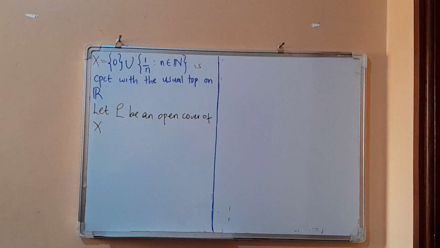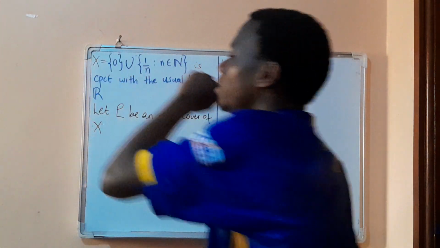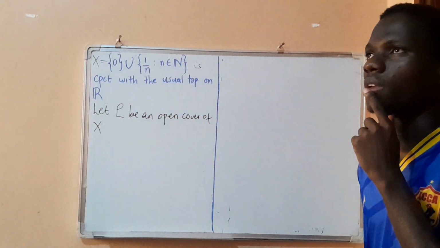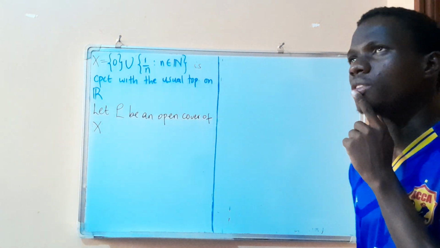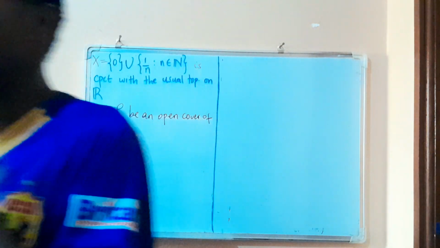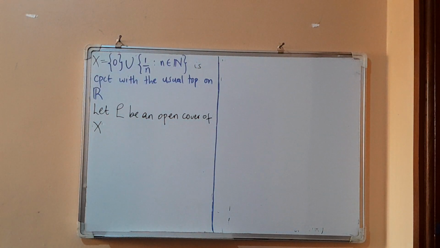If that is an open cover of X, then it's a collection of open subsets of X whose union is the whole of X. So if it is a collection of subsets of X whose union is the whole of X, then that means there must exist a set which contains 0.